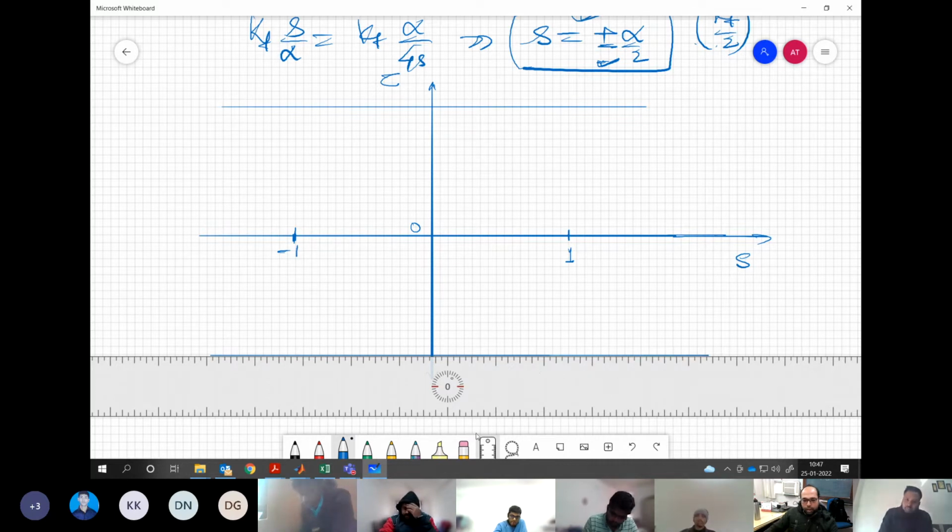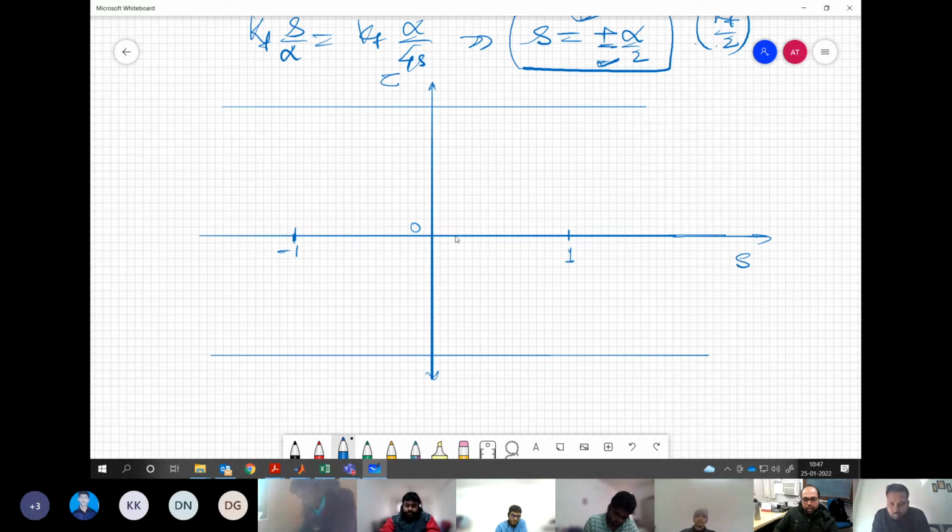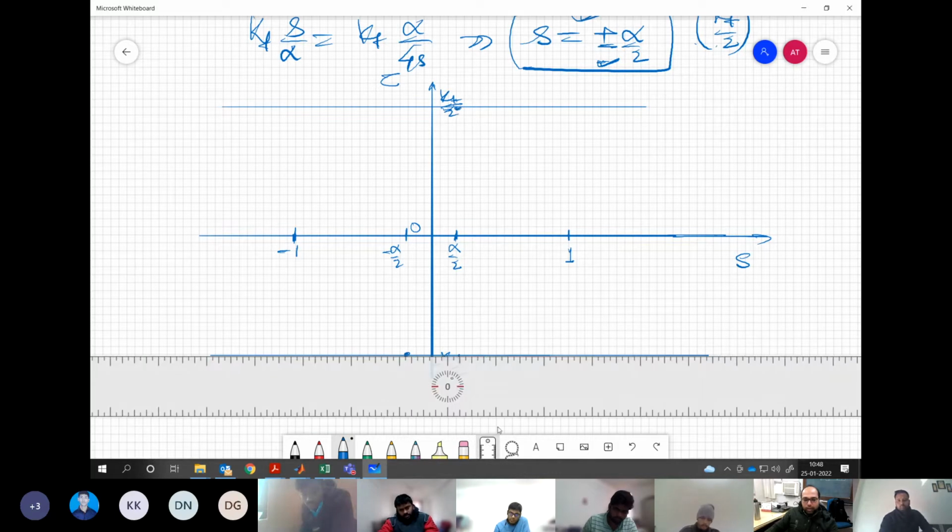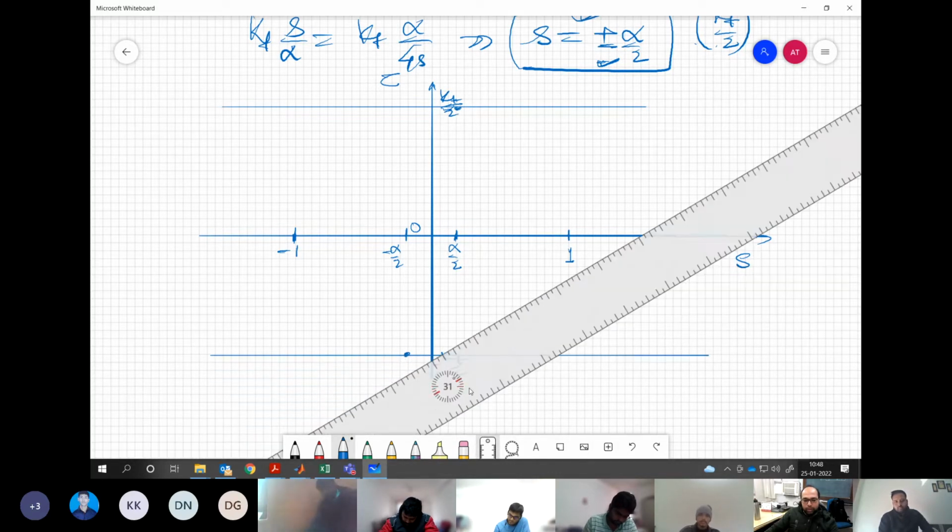Correct? Now we have, let's say, alpha by 2, which will be approximately 0.1 coming over here, and then alpha by 2 something like coming over here, minus. So for this section, this value is kt by 2 minus kt by 2. So for this section within minus alpha by 2 to plus alpha by 2, this is behaving like a straight line, and the value is going from this minus kt by 2 to plus kt by 2. So we can have the line joining these points.